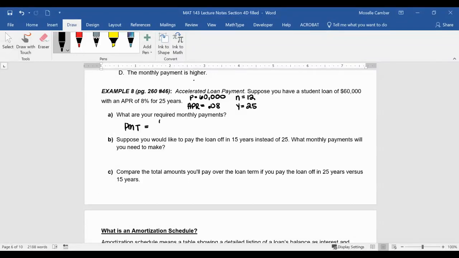So my payment here, we have our principal times APR over N, over 1 minus 1 plus our APR over N, raised to the negative N times Y.